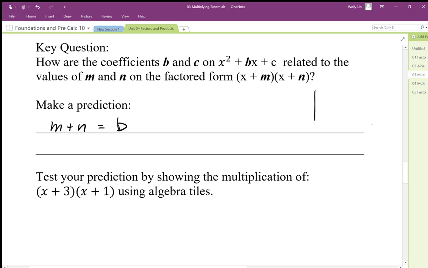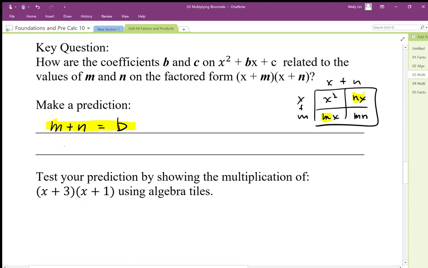When we look at our multiplication here, x plus n, x plus m, we get our x squared, so we get nx and mx. So these two together, the sum of these two, adds up to the b value. And then the c value comes from this bottom right-hand term. We know that m times n is going to give us the c value, which is our constant term. I'll just highlight that as well.